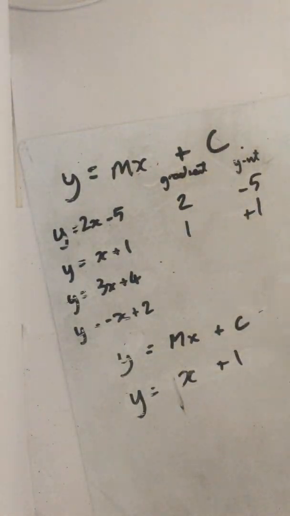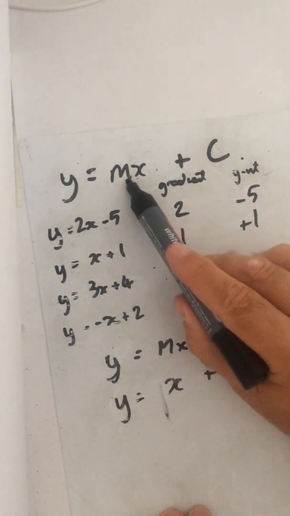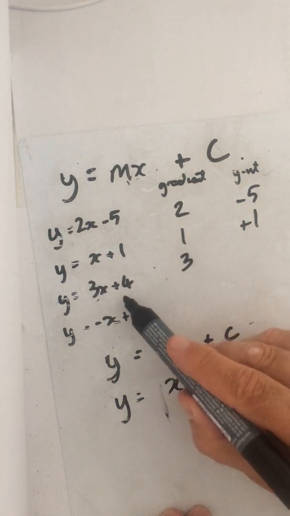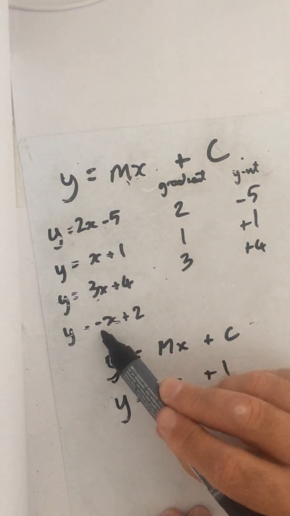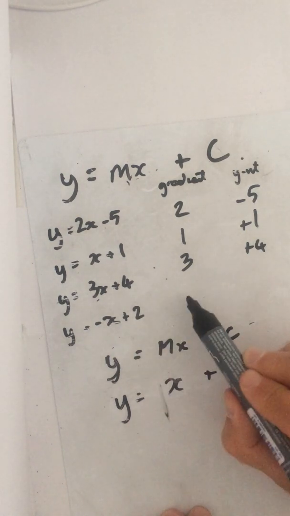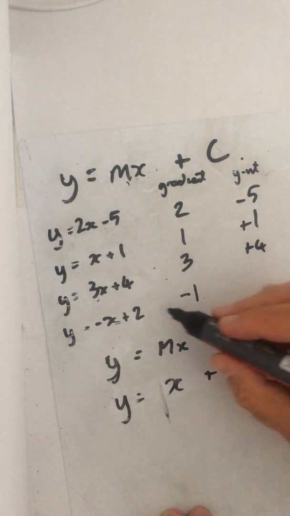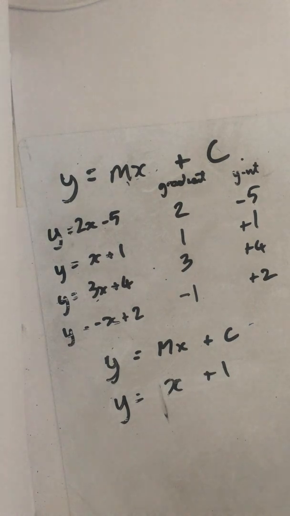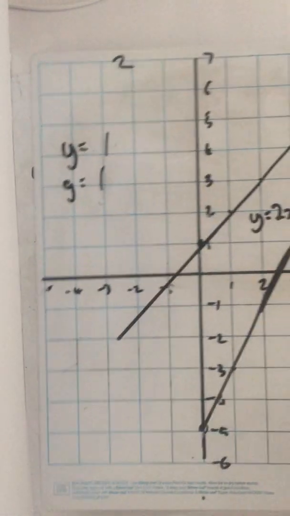So all we have to do, and then it gets to the point where it's in your head. We know m is the gradient, so the gradient is going to be 3, and then the y-intercept is going to be plus 4. This one, it's minus x, so that means the gradient is minus 1, and the y-intercept is going to be plus 2. Let's just do this last one. We're not going to spend too long on these because I think we should have the idea.